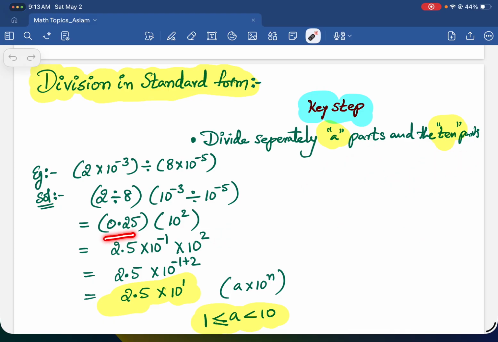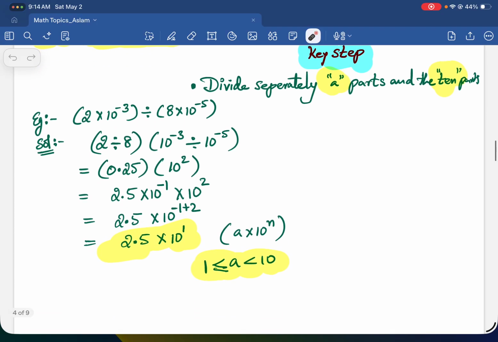So it is 0.25 into 10 to the power of 2. Again, 0.25 is less than 1. So now if the decimal is moving towards the right-hand side, you get the n value as negative. So this is 2.5 into 10 to the power of -1, into 10 to the power of 2, which is coming from here. You can see again the bases are the same, so you use the laws of indices. -1 plus 2 is 1. So your final answer is 2.5 into 10 to the power of 1. So this is one of the ways that we write numbers, or multiply and divide, using standard form.